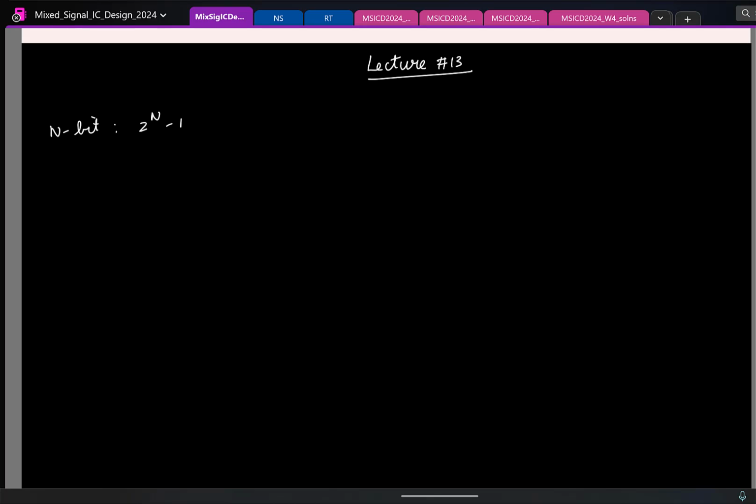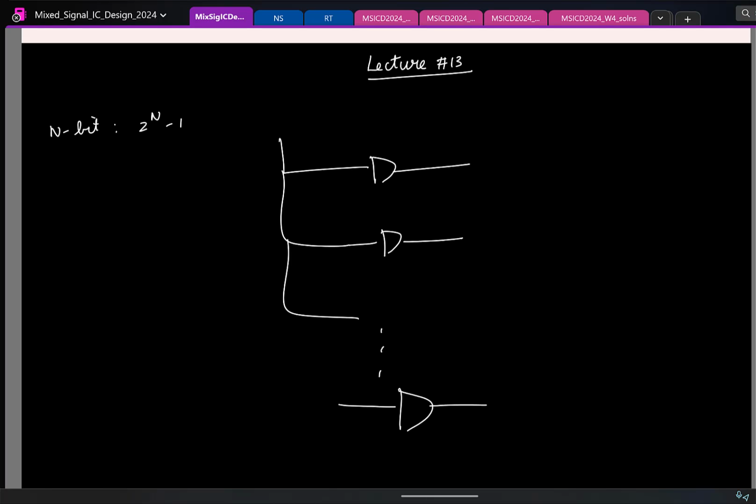So you just take the input, compare it with a bunch of reference voltages, and then you get the output. And at the output I'll get 2 power n minus 1 thermometric codes. You kind of sum it up to get the n-bit binary. This is with single-ended. Now with differential implementation, we saw the input we feed like this.